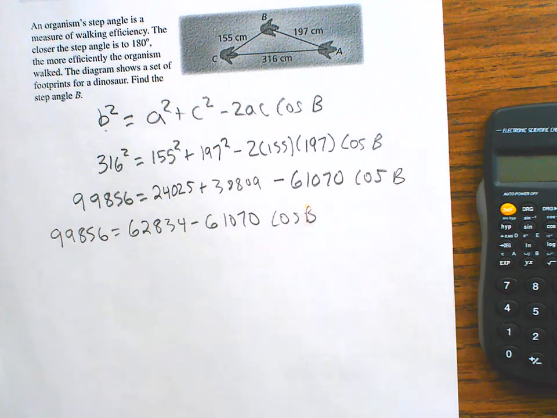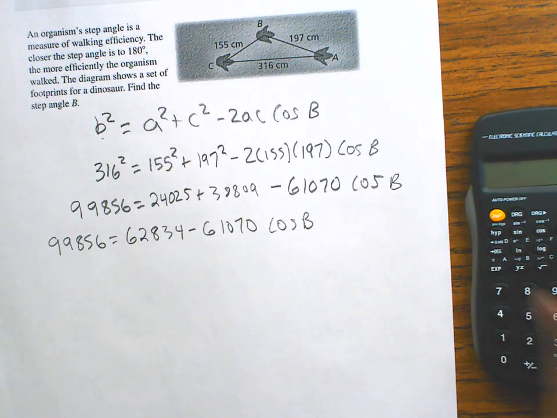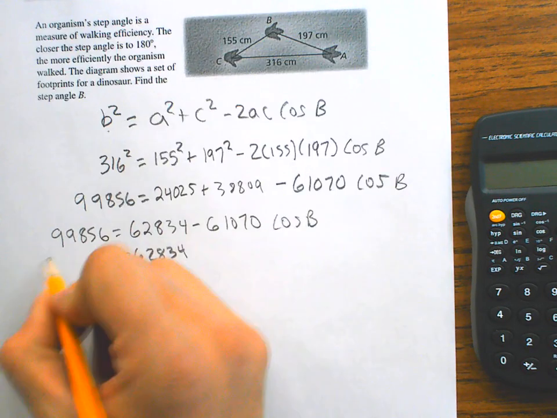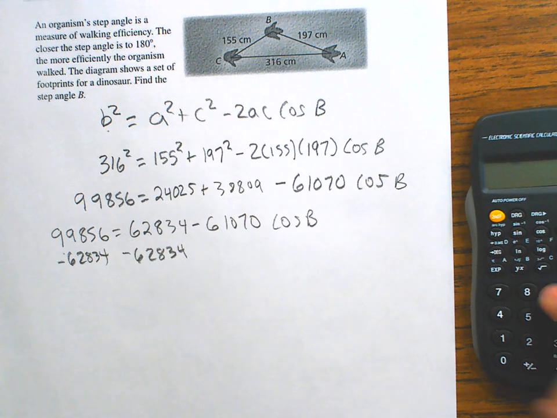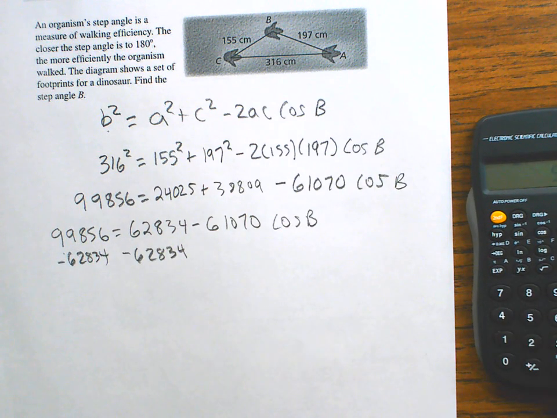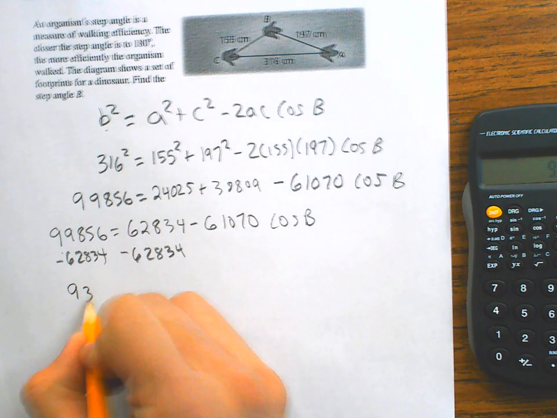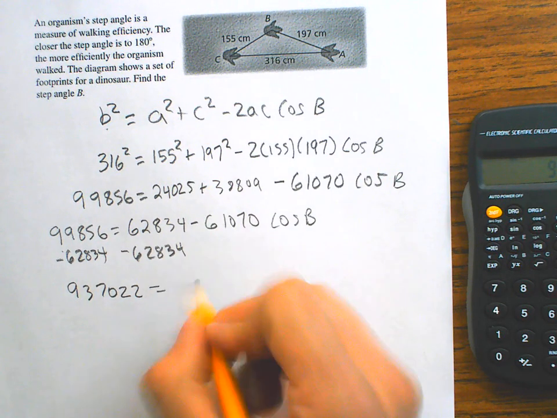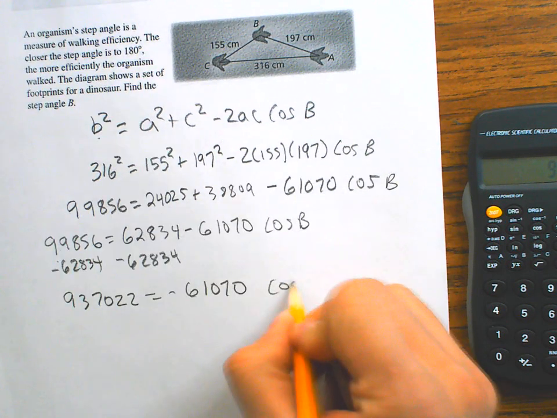All right, two-step equation. Subtract this, then divide by that. All right, so we're going to subtract 62834. Okay, 62834. So 99856 minus 62834. That's going to give me 937022 equal to negative 61070 cosine of b.